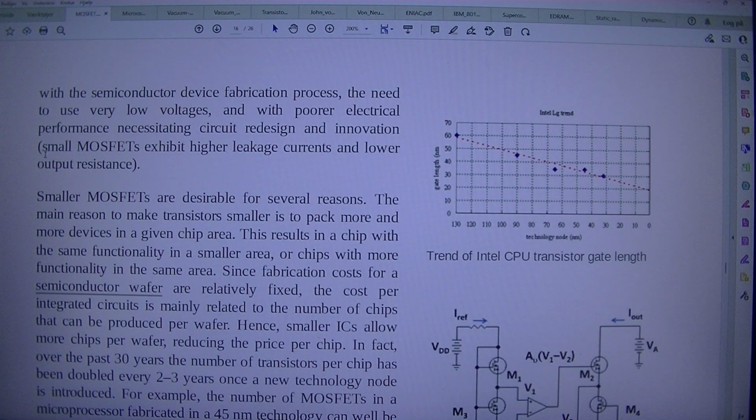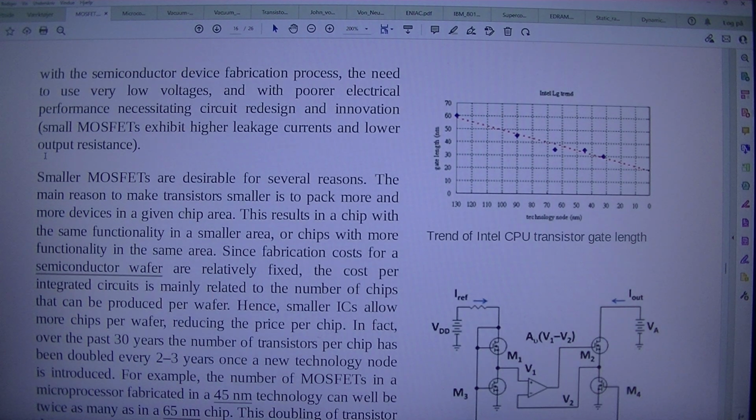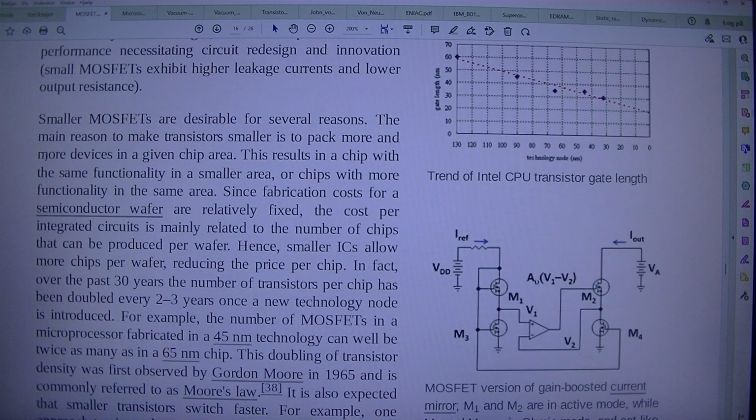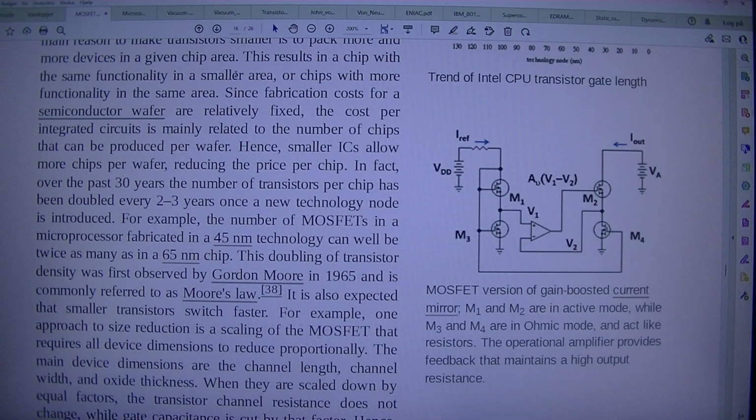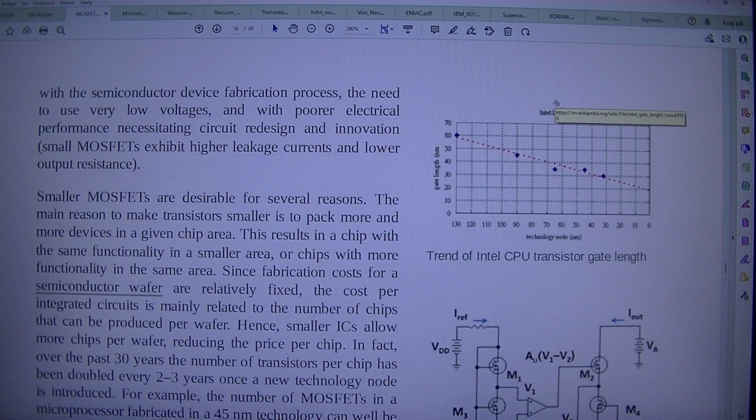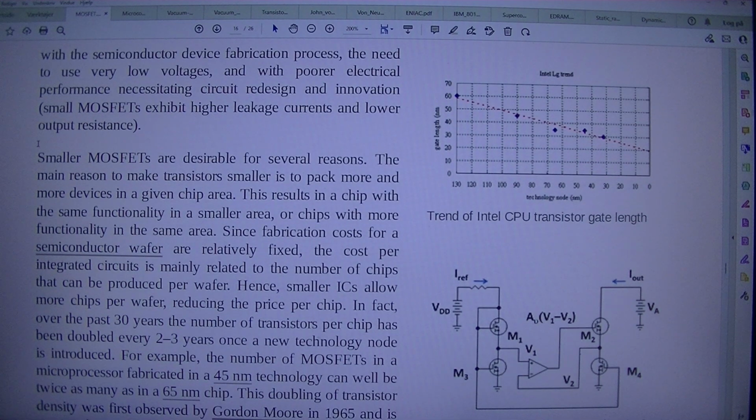Trend of Intel CPU transistor gate length. MOSFET version of gain-boosted current mirror, M1 and M2 are in active mode, while M3 and M4 are in ohmic mode, and act like resistors. The operational amplifier provides feedback that maintains a high output resistance. With the semiconductor device fabrication process, the need to use very low voltages, and with poorer electrical performance necessitating circuit redesign and innovation, small MOSFETs exhibit higher leakage currents and lower output resistance.